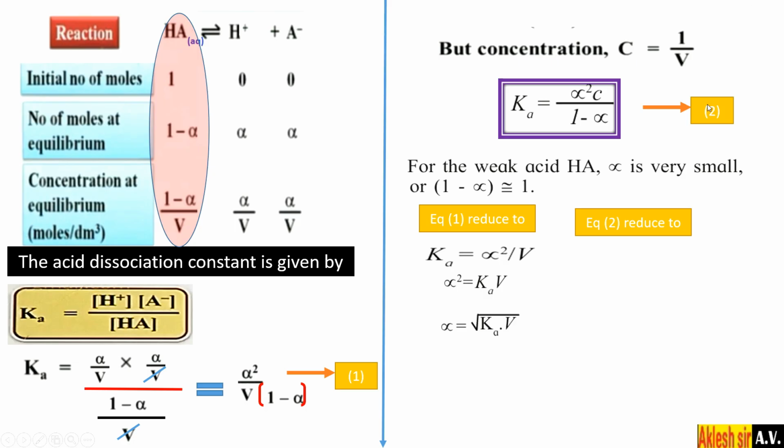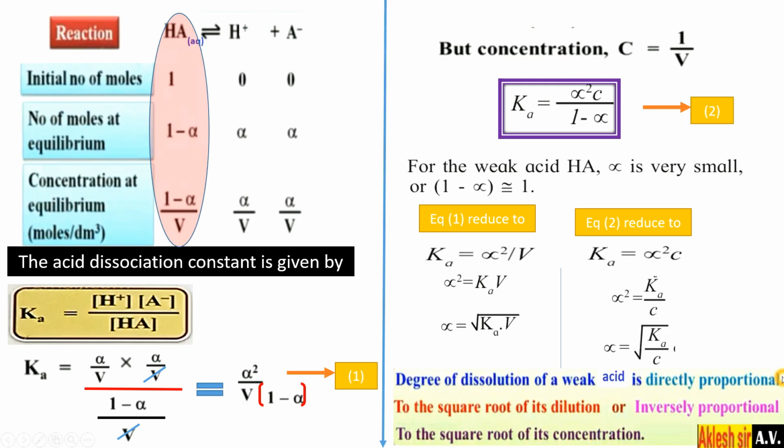Next, equation 2. How to change equation 2? Ka equal to alpha square C, and instead of 1 minus alpha you will write 1. Then the C will go below the Ka, then Ka upon C, then alpha is equal to root of Ka upon C.